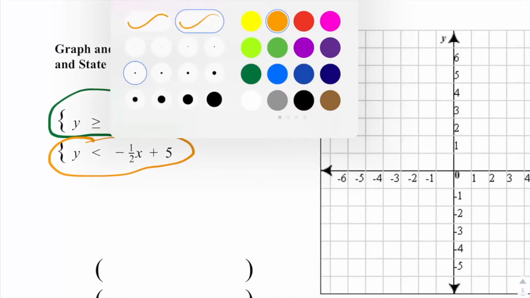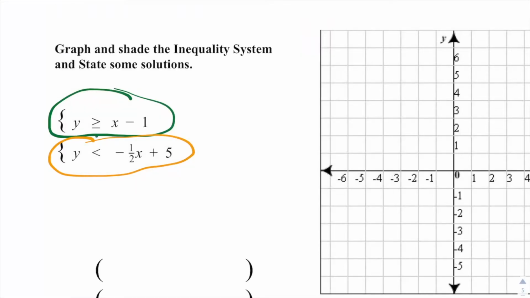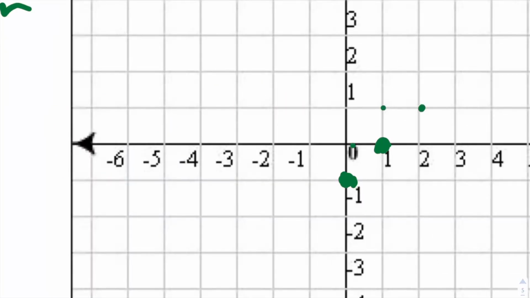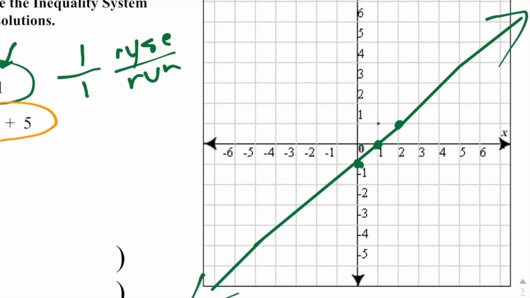Well, I know that my green line is definitely going to be a solid line, right? So my y-intercept is negative 1. I get that from this negative 1 right there. And my slope is 1 right there, because if there's nothing in front of x, it's an implied 1. So I'm going to rise 1 and run 1. So there's my next point, rise 1, run 1, there's my next point, and you get the idea. I can draw a line this way, and then I can draw a line that way. So there's my line roughly sketched.